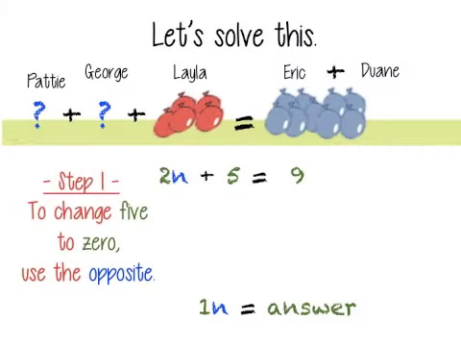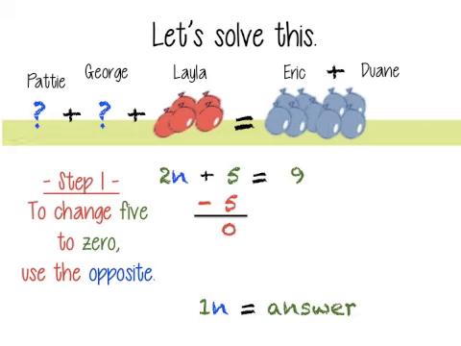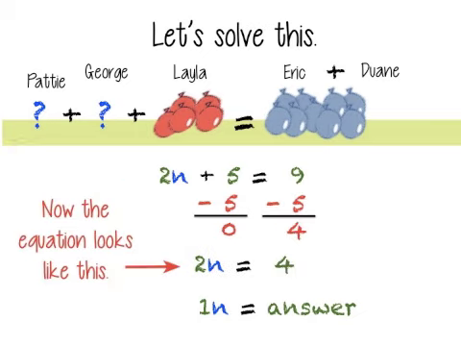For step 1, we use the opposite. The opposite of +5 is -5. So we're going to subtract the 5 from one side, and that will give us the 0. The properties of equations tell us that what we do to one side, we must do to the other side. In this case, we'll need to subtract 5 from 9, which will give us 4. So now our equation looks like this. 2n equals 4.